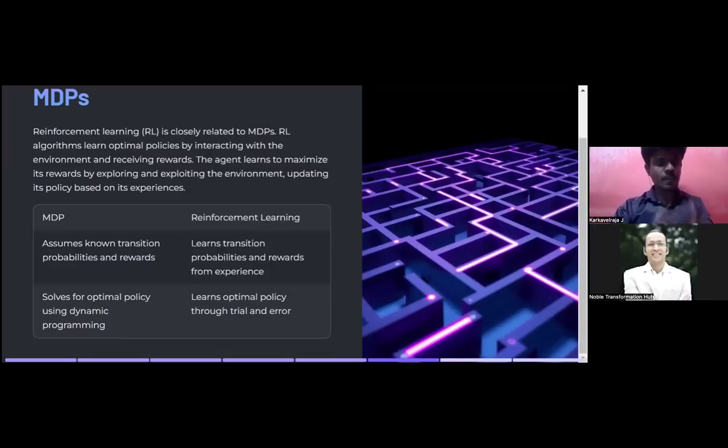MDP solves for optimal policy using dynamic programming, whereas reinforcement learning learns optimal policy through the trial and error method. In MDP, we use dynamic programming (DP), whereas in reinforcement learning, we use trial and error, that is permutation and combination in order to get the optimal result. Hope you guys are able to see the difference. It's a very important thing. Both sound the same, but one is an ancient method and one is a new method. How it differs, that's the major thing you need to understand.